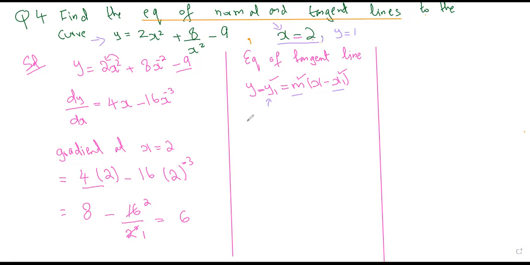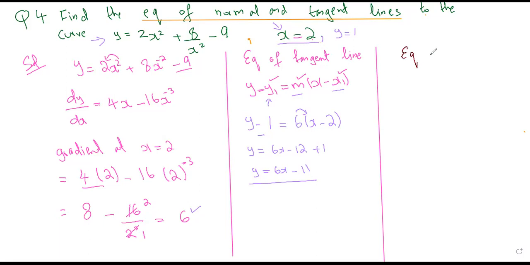We just need to plug in the values. So y minus y1 would be y minus 1. m is the gradient, that was 6. x minus x1, that is x minus 2. I need to simplify this. So that would be y equals 6 into x is 6x minus 6 into 2, that would be minus 12. Minus 1 would be taken to that side. It would become plus 1. y equals 6x minus 11. This is the equation of your tangent line. Okay. We are done with the first part.